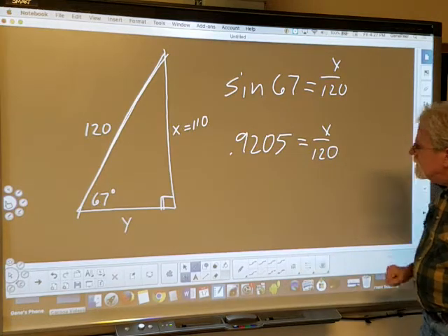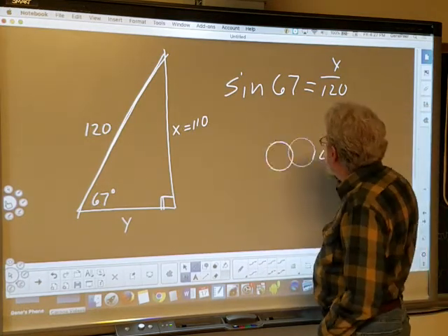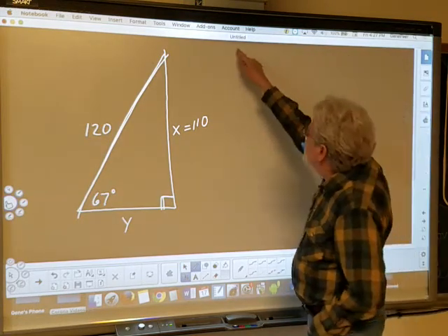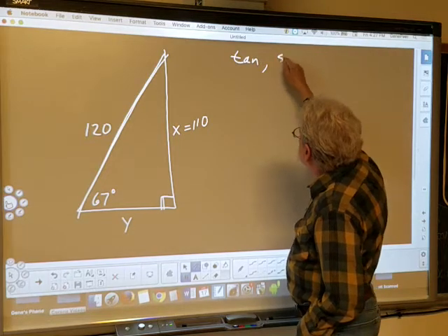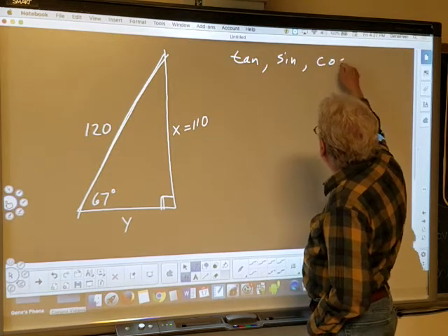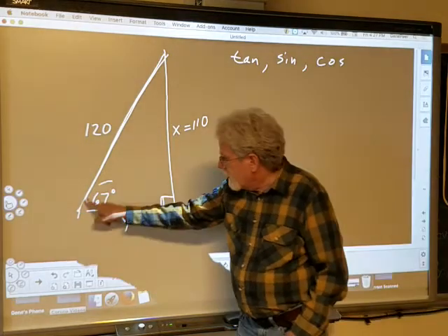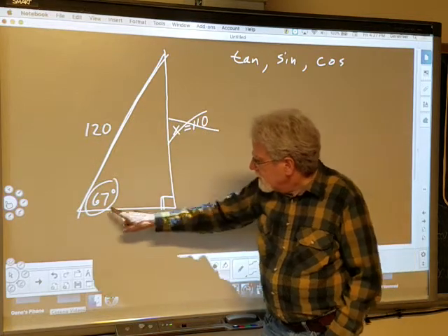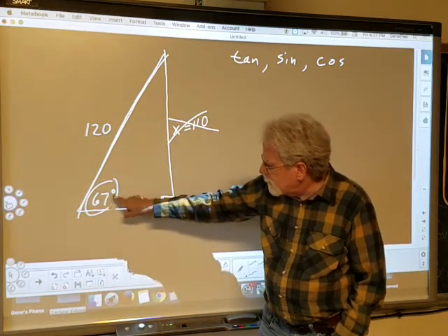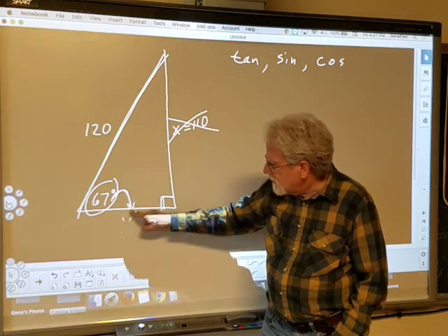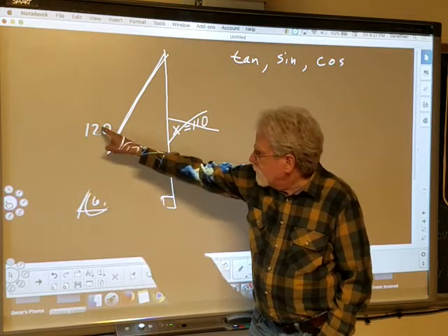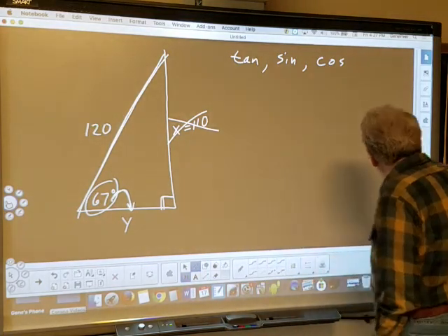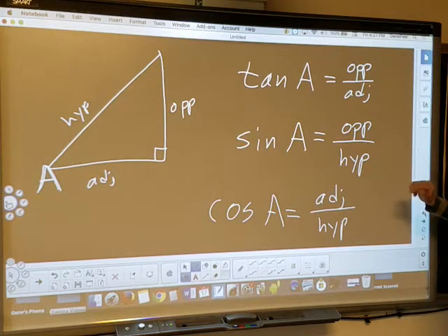How do we find y? Same thing, but we've got to be careful. The hardest part of this is deciding, are you going to use tangent, or sine, or cosine? That's the big deal. Here's my angle. I'm looking for y. I've already found x. Forget about that. We've already got it. From the 67-degree angle's point of view, what is this thing we're looking for? It's the adjacent, right? And this is, of course, always the hypotenuse.